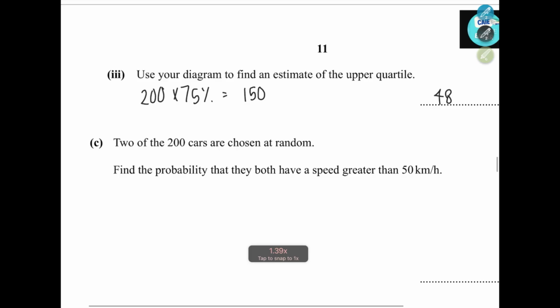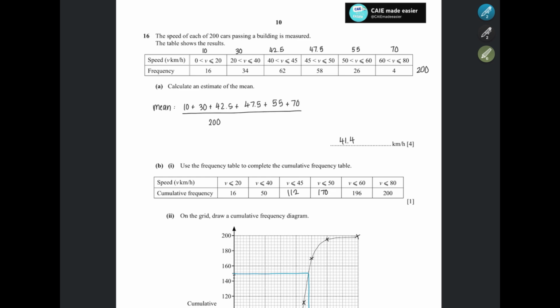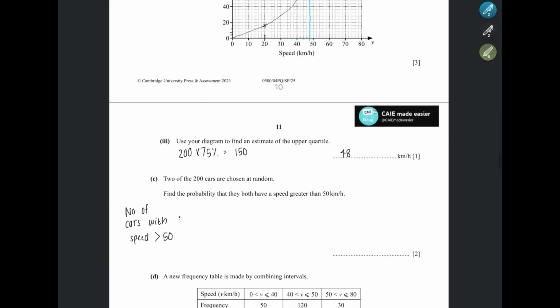Now, 2 of the 200 cars are chosen at random. Find the probability that both have a speed greater than 50 km per hour. To do that, first of all, we need to find the number of cars that have a speed greater than 50. So what is that? 200 minus 170. Because the total number of cars is 200, and cars which have a speed of 50 or less is 170. So greater than 50 is going to be 200 minus 170, which equals 30.